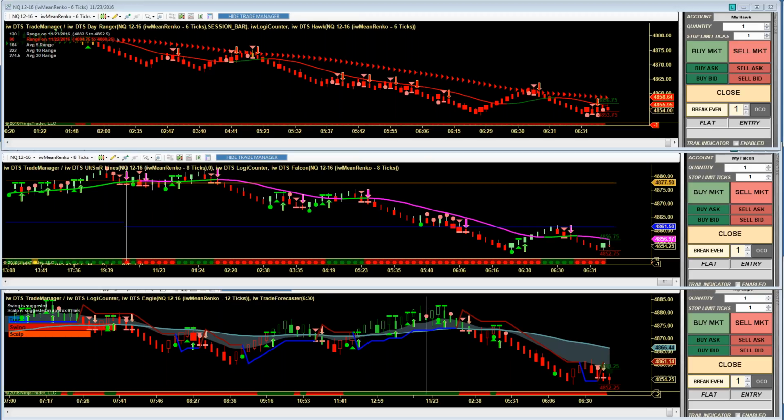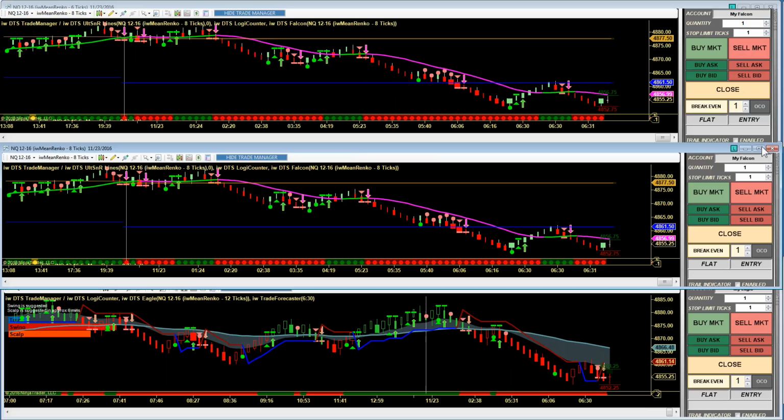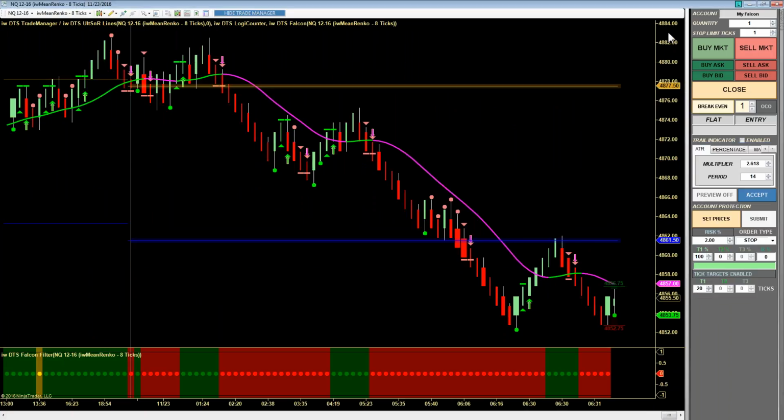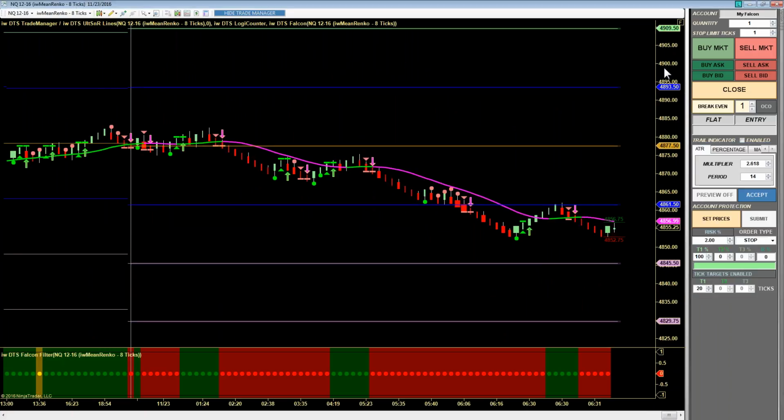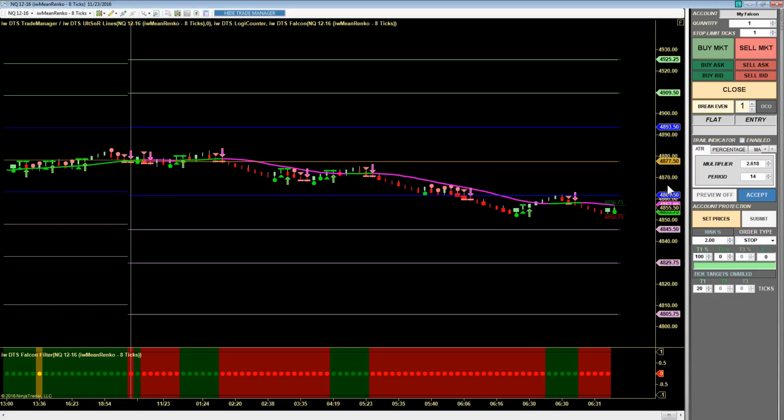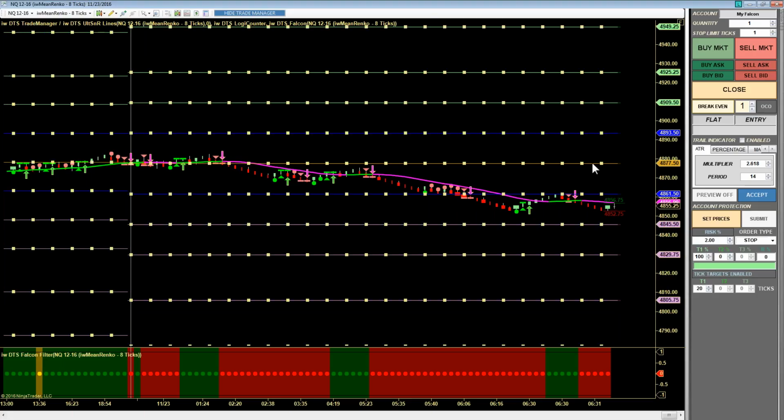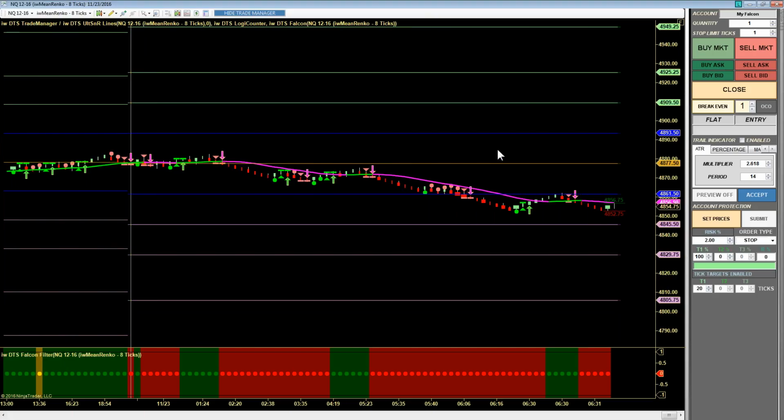All right, so we're also going to spend a little bit of time today talking about the Ultimate Support and Resistance Suite. This is our Falcon Swing Trader. And on the Falcon Swing Trader, I have loaded the Ultimate Support and Resistance Suite. Now, this is also what we call a system add-on. In other words, it's like a standalone indicator.